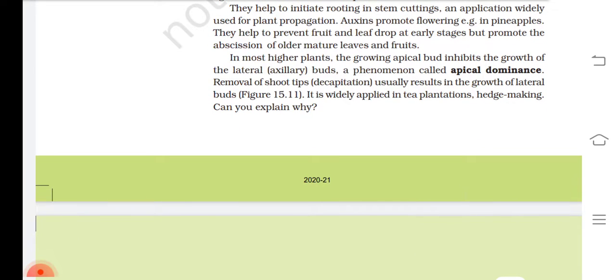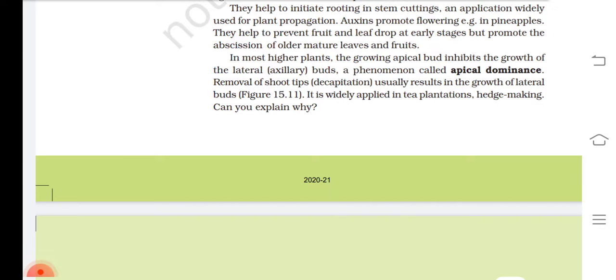Auxins promote flowering, for example in pineapples. They help to prevent fruit and leaf drop at early stages, but promote the abscission of older mature leaves and fruits. In most higher plants, the growing apical bud inhibits the growth of lateral axillary buds, a phenomenon called apical dominance. Removal of shoot tips, decapitation, usually results in the growth of lateral buds, as given in figure 15.11. It is widely applied in tea plantations and hedge making.